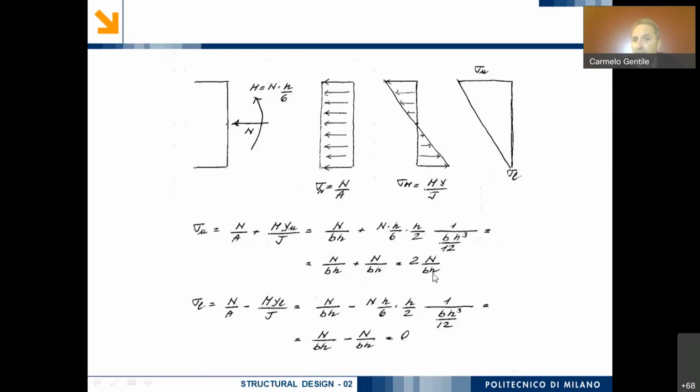I have to conclude that also the lower value is equal to the same. And so in the bottom border of the cross section, I have a sigma low which is equal to n over bh minus n over bh equal to 0.